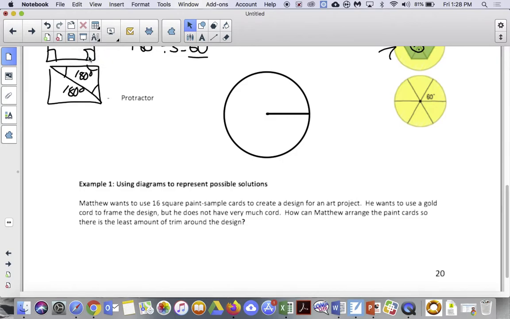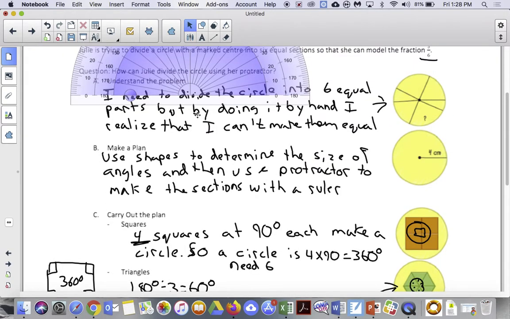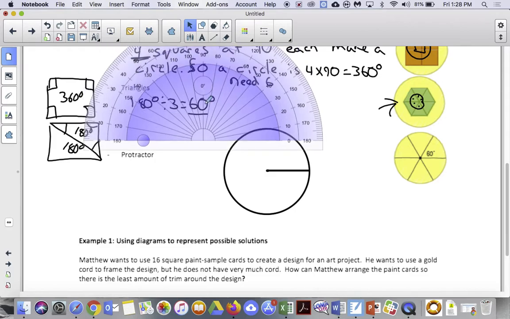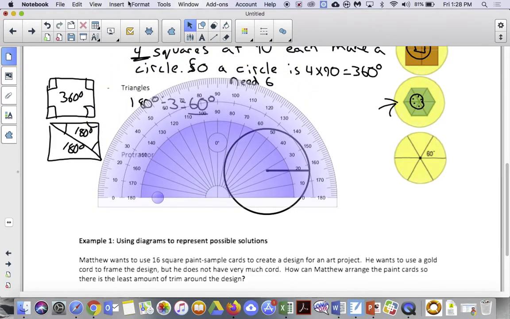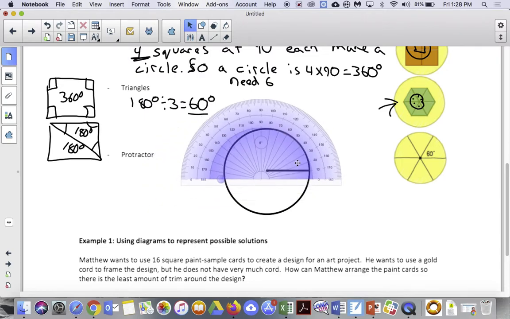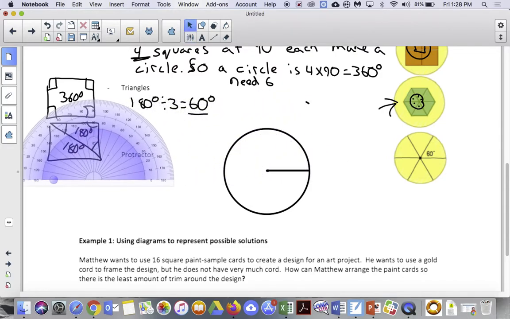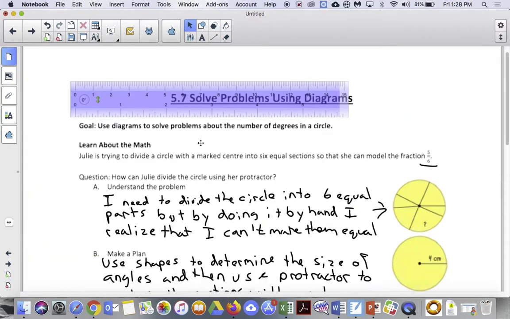So as I do this, I'm going to take my protractor down. And I'm going to make it a bit smaller so we can see. And then I'm going to line it up. And then the first section has to be 60 degrees. So I go to 60 degrees and I make a mark right there. And then I would take my ruler. I would have to drag it down again.